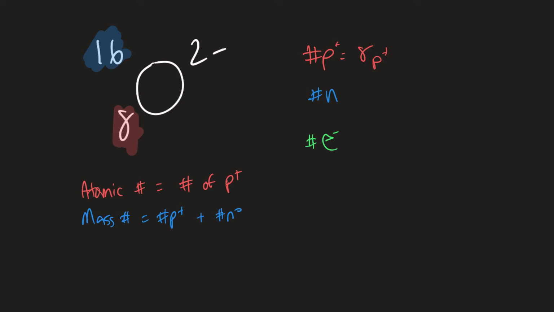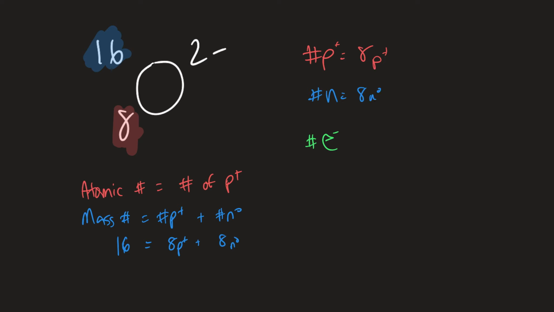Remember, the mass is 100% due to the protons and neutrons. We already know that there are 8 protons, and the mass number in this case is 16. So 8 plus what equals 16? All you smart people know that there are 8 neutrons. So in this case, there's 8 neutrons.